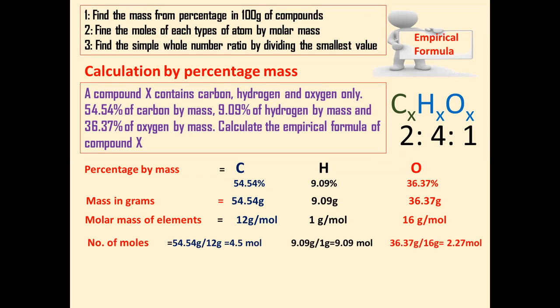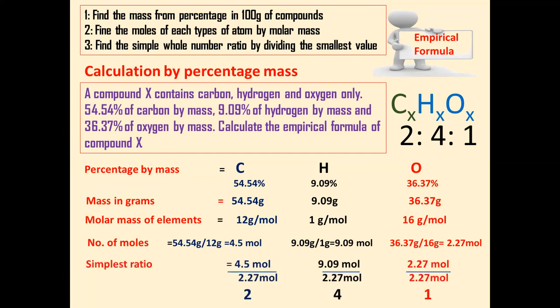Now we find the smallest value among these moles. The smallest value is 2.27 moles of oxygen. We use this smallest value to divide all these values to get the simple whole number ratio. For example, carbon we got 2, hydrogen is 4, and oxygen is 1. So we got the empirical formula of C2H4O1. This is an organic molecule, so that's ethylene oxide.